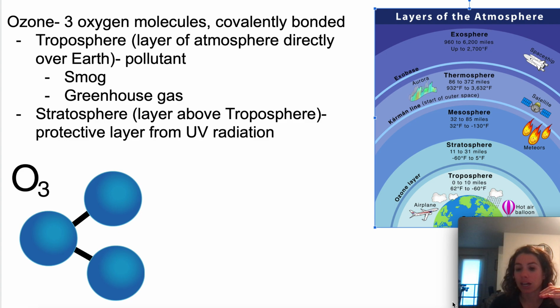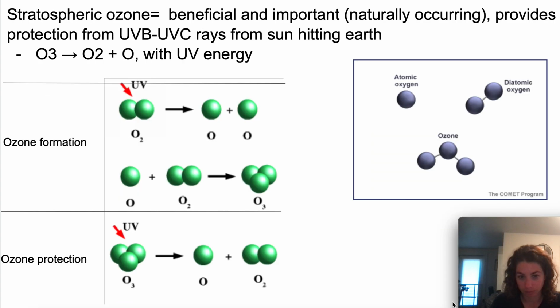It forms this layer and it protects us from UV radiation. UV radiation is a harmful radiation that can cause skin cancer and disrupt ecosystems. So ozone being there protects our Earth from harmful UV radiation. And how it works is that UV radiation, instead of being able to penetrate the ozone layer, breaks it up.